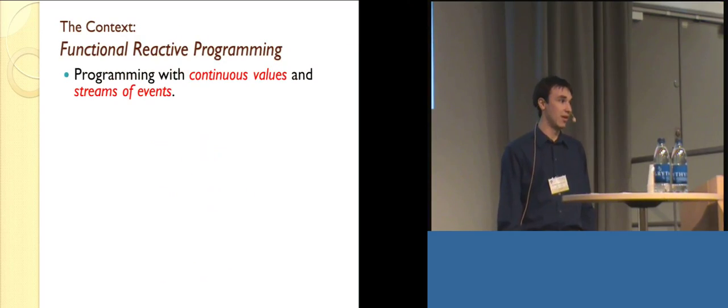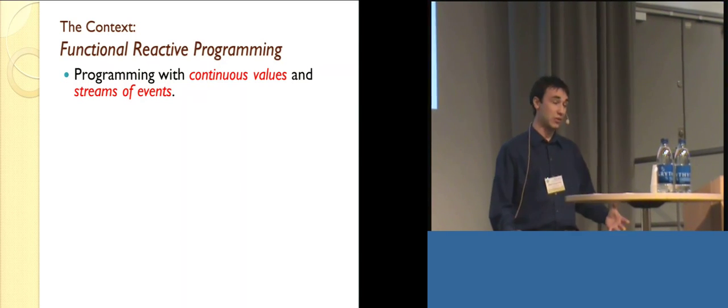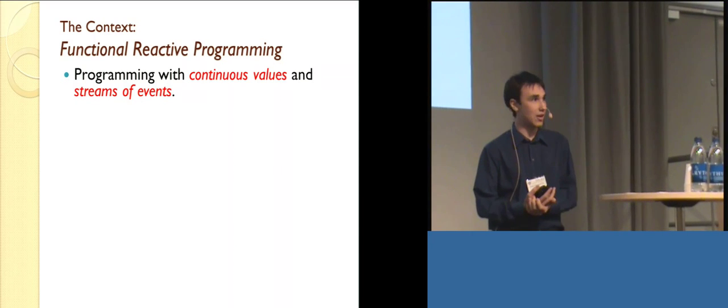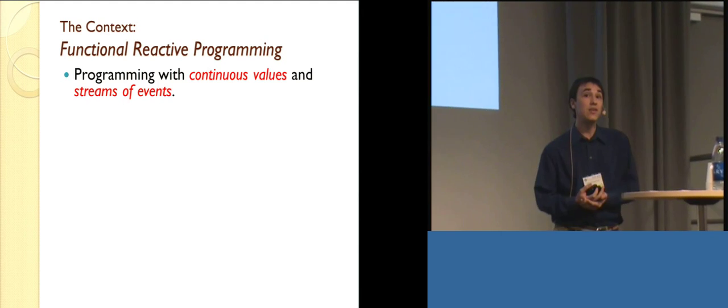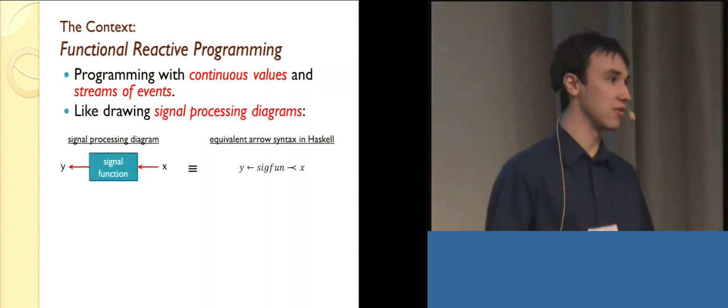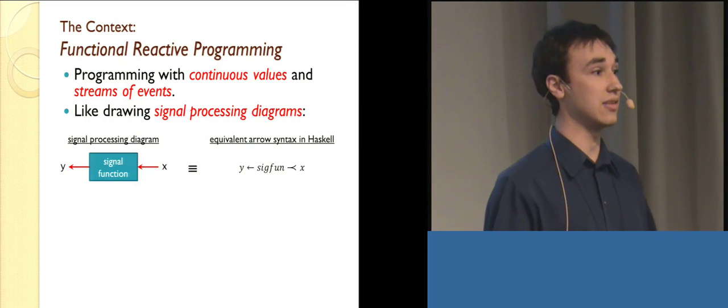So we'll start with the context of functional reactive programming and what we're doing. Functional reactive programming is about programming with continuous values and streams of events. Particularly, we're dealing with arrow-wise functional reactive programming. And this ends up looking like drawing signal processing diagrams.